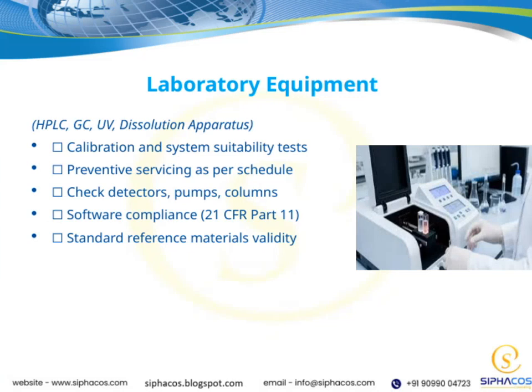Now, let's take a closer look at laboratory equipment, including HPLC, GC, UV, and dissolution apparatus. These instruments are essential for accurate analysis, but their reliability depends on proper maintenance and calibration. That's why calibration and system suitability tests are so critical. They ensure our equipment is functioning correctly before starting any analysis. Regular preventive servicing, scheduled according to manufacturer recommendations, helps prevent unexpected failures and keeps everything running smoothly.